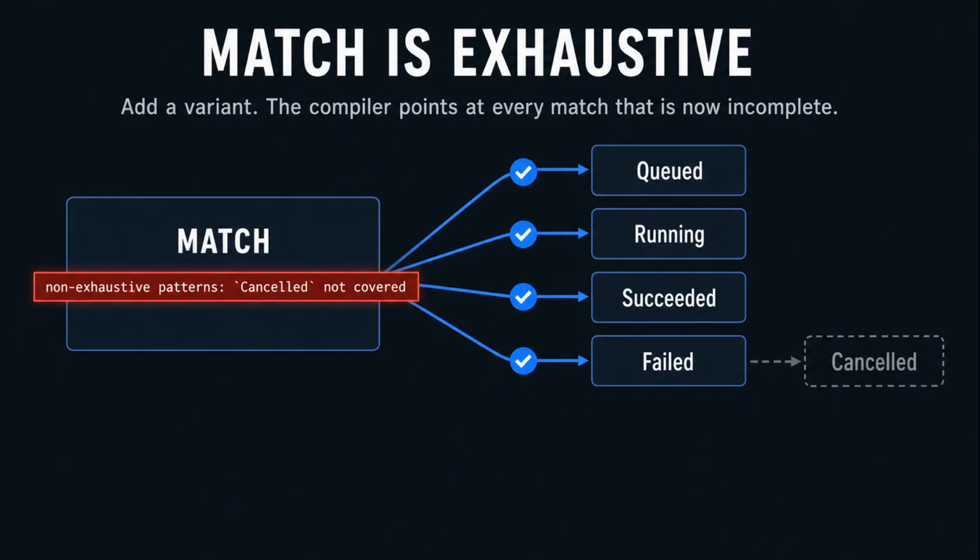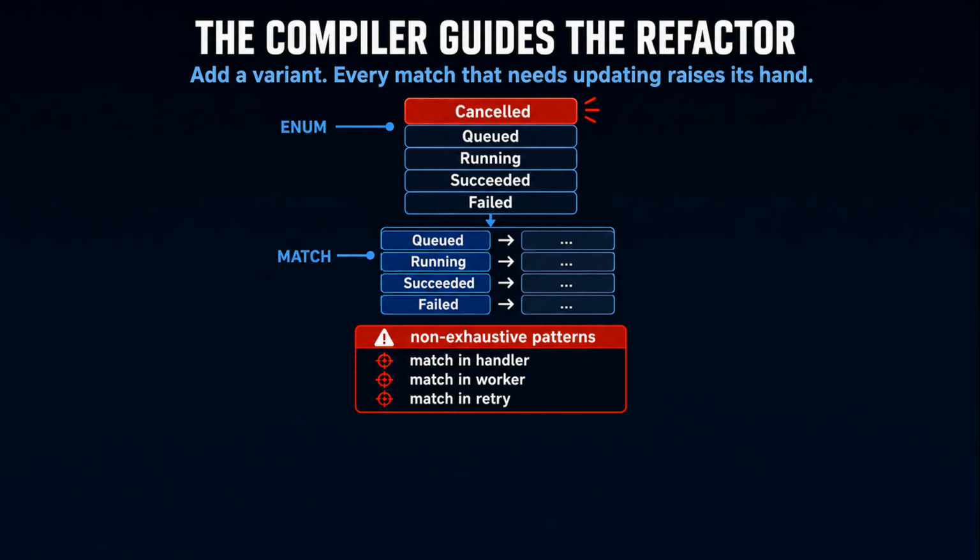Once a value can be one of several variants, you need a way to ask which one you have and unpack the data. That is what match does. A match expression compares the value against a set of patterns, one arm per case. And the crucial property is that match is exhaustive. Your match must cover every variant. Add a new one, and the compiler points at every match that is incomplete.